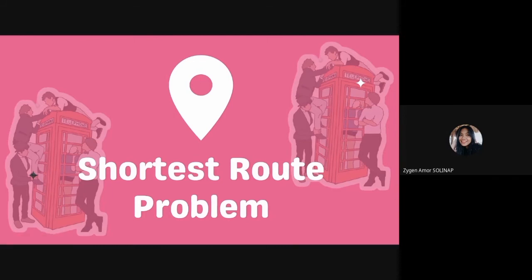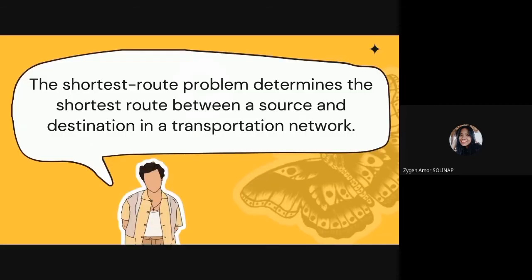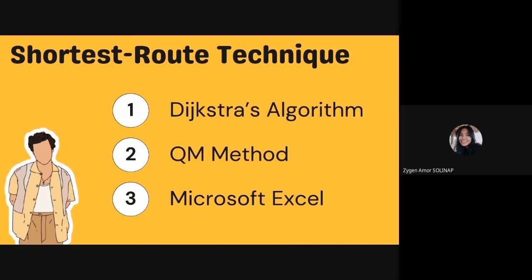Finally, we're on our last topic, which is the shortest route problem. The shortest route problem, as the name implies, determines the shortest route between one point of the network to another. One example of this is the Waze app, which provides users the shortest route possible in going to a destination. So we have here the shortest route technique, which is Dijkstra's algorithm.